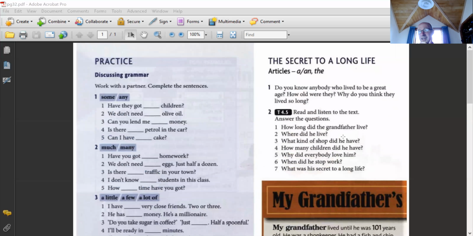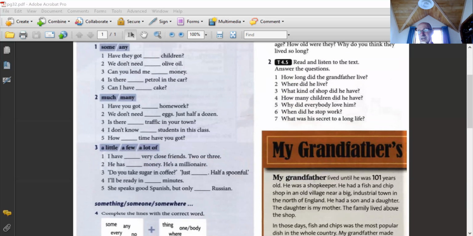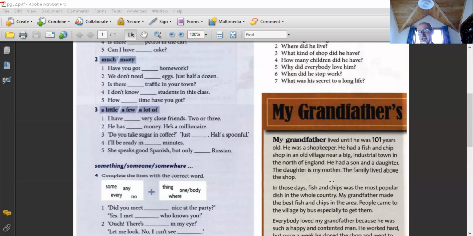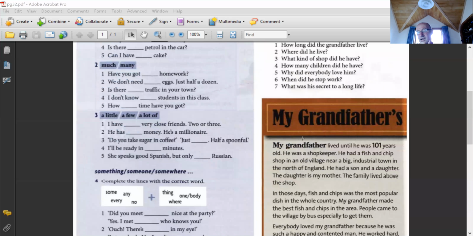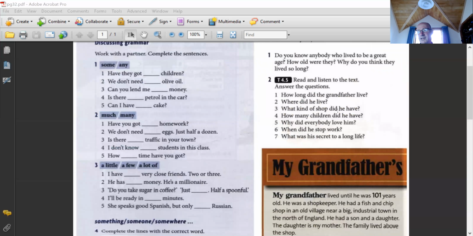And there's more homework. The secret to a long life. So first part is we are going to read the story and I'll send you the listening for it. T4.5, so you can listen and read. Check in your dictionary if there's any new words, find out the meanings, and then see if you can find these answers.